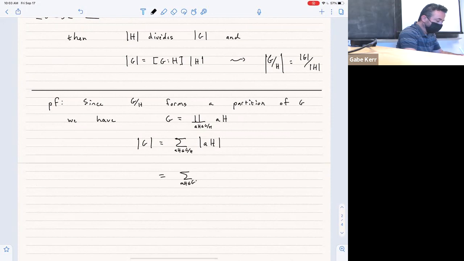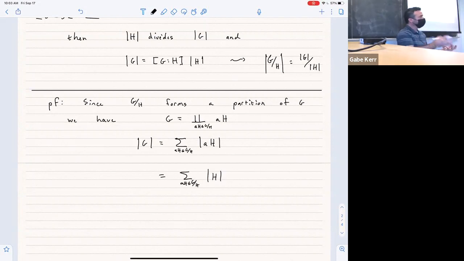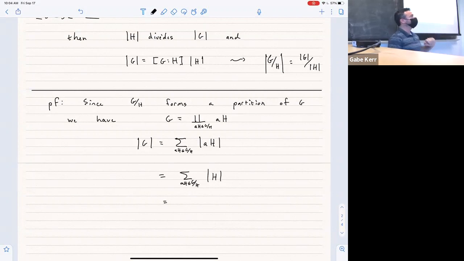For every left coset, I have a copy of the number of elements in H. So I'm taking the single number, the number of elements of H, and adding it to itself for each left coset. That is equal to the number of left cosets times the number of elements in H. There is a left coset for every element of G, but it's not unique. So I don't want to sum over every element in G and take the left coset because I overcount, as we saw before, when two elements give us the same left coset in that example we calculated. I just want to take each left coset once.